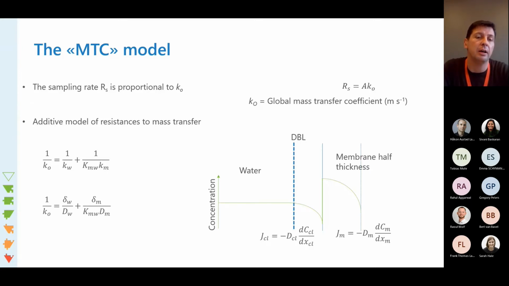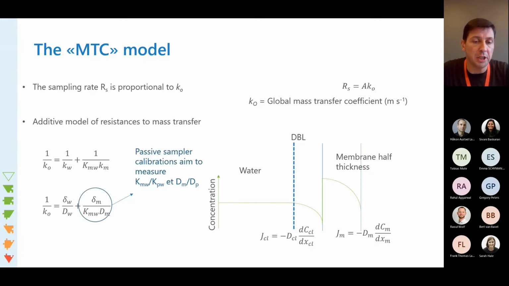Overall, the resistance to mass transfer of chemicals from water to a sampler is an additive model. So it's first the resistance across the boundary layer. If you're in a very stagnant body of water, this layer will be very thick. If you have sampling in a very fast flowing river, this boundary layer will be very thin, and then you realize from these equations that it will increase the sampling rate. And then we've got the resistance to mass transfer in the membrane and in the receiving phase, depending on the way the sampler is designed.